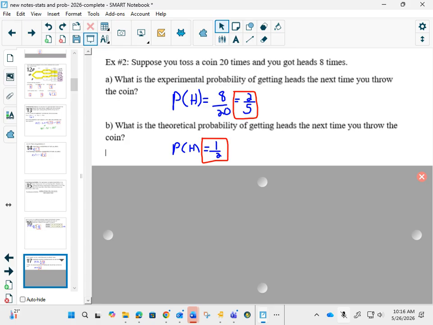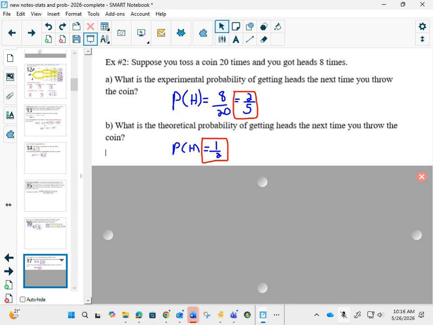But now, what are the chances that I got heads 8 times in a row? What are the chances that you get that many times in a row? That's a good question. What are the chances of getting 8 heads in a row? 1 in 256.